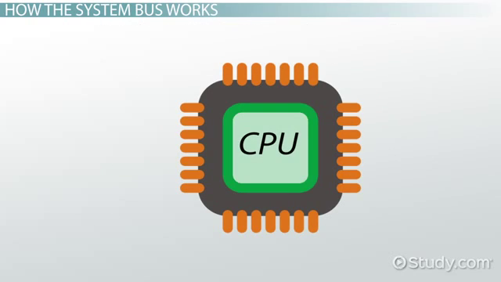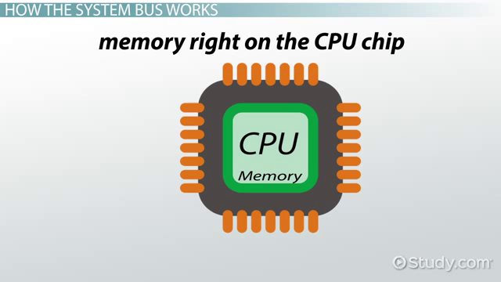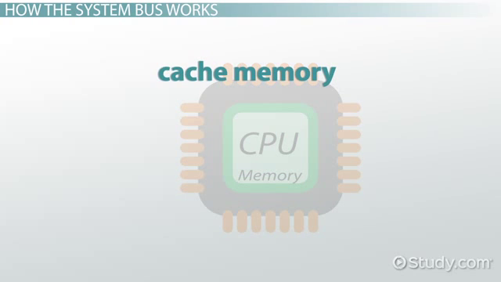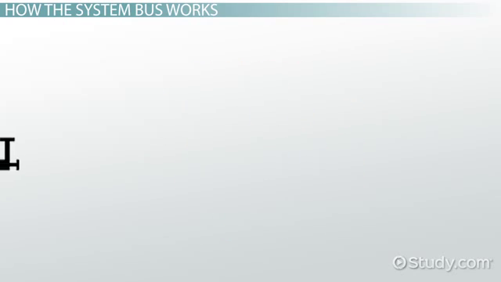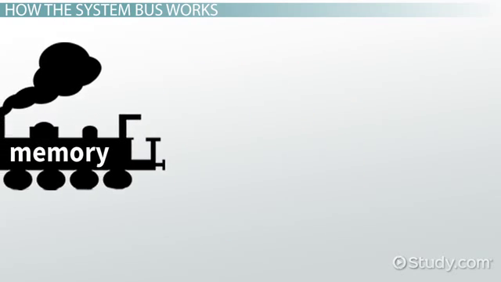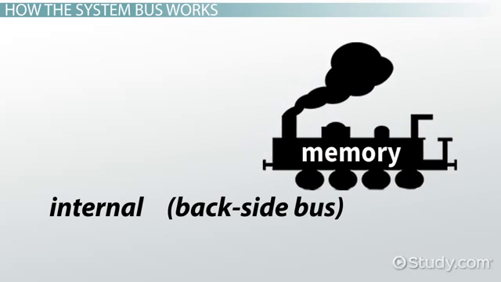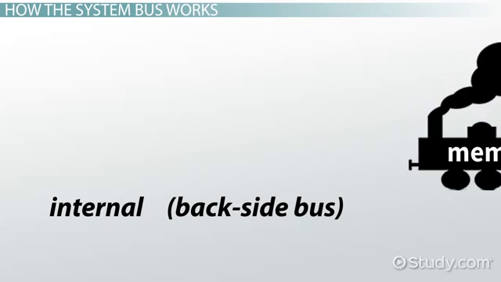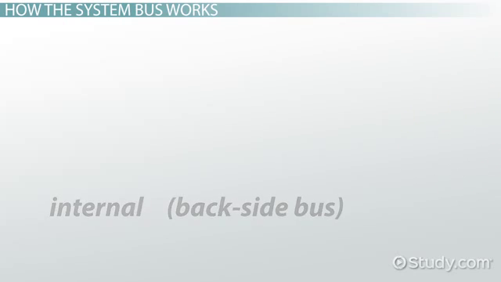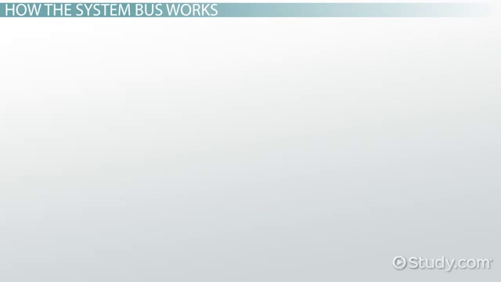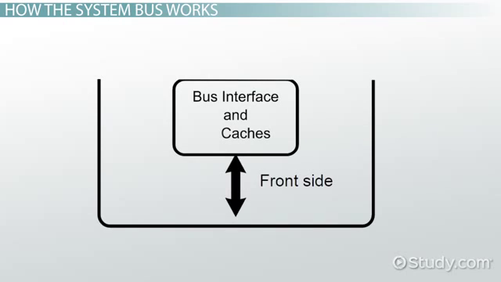Another big thing is that modern CPUs often have some memory right on the CPU chip itself, and that's called cache memory. This memory is really fast to access. When we talk about the bus for this memory, we call it the internal or backside bus to distinguish it from the main bus, which is often called the frontside bus or FSB. Technically speaking, the frontside bus is only one part of the system bus, but the terms are often used interchangeably.